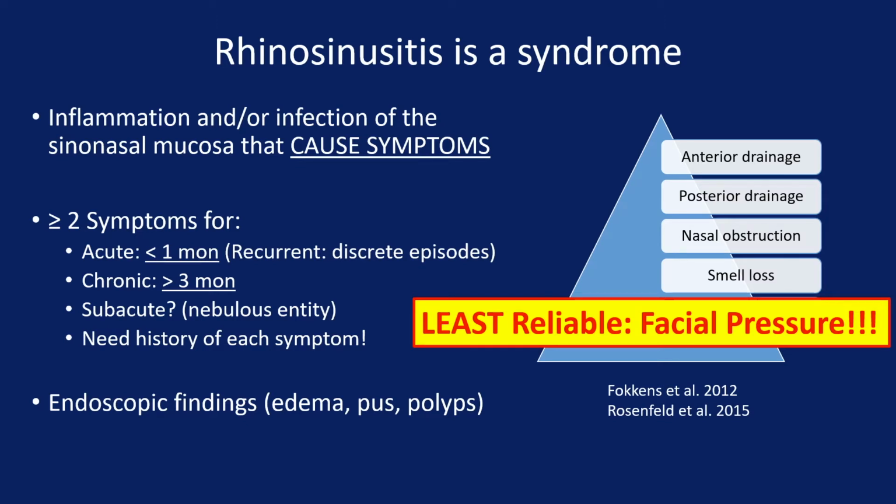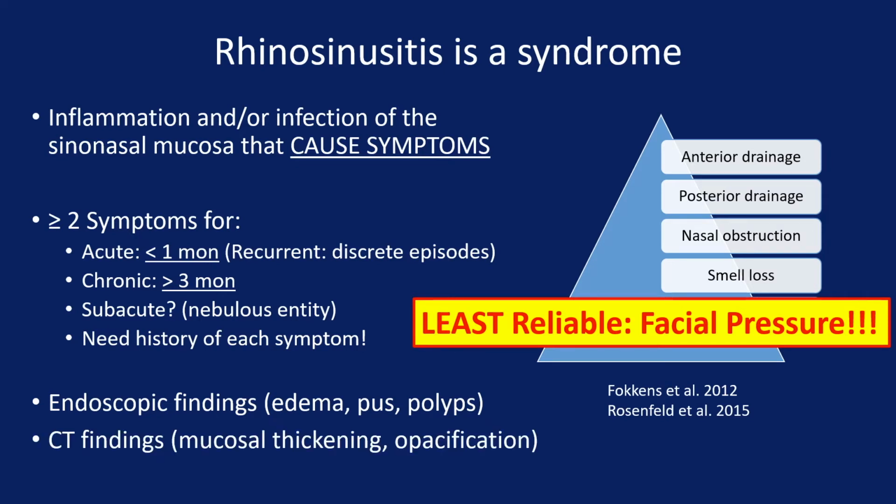All right, so then those are the symptomatic or subjective criteria for rhinosinusitis. You also have to have objective criteria, and that's going to come in the form of endoscopic findings or CT findings. Endoscopic findings, we look in the nose, in the middle meatus, and look for edema, pus, or polyps, signs of inflammation or infection. CT findings that can be consistent with sinusitis, mucosal thickening, or opacification.